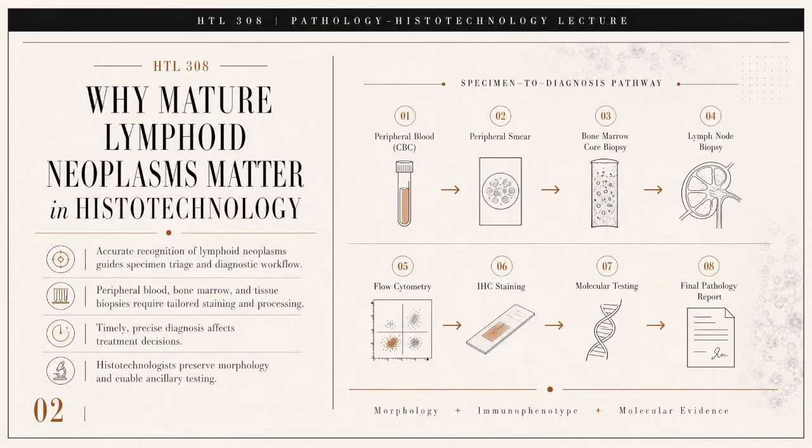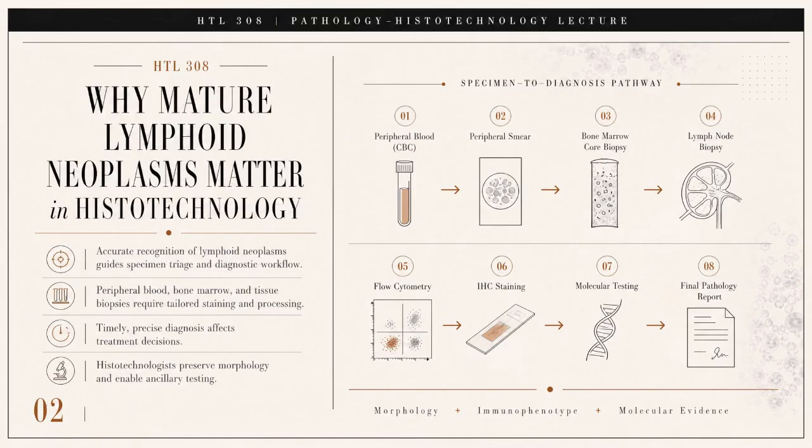Understanding these requirements allows you to anticipate testing needs and communicate effectively with pathologists and clinicians, ensuring specimens are handled to maximize diagnostic accuracy. In addition to technical skills, recognizing common pitfalls is crucial. For instance, smudge cells in chronic lymphocytic leukemia can be mistaken for artifacts if not properly identified, potentially leading to misinterpretation. Preparing albumin smears to stabilize fragile lymphocytes exemplifies how histotechnologists can enhance specimen quality and diagnostic confidence.